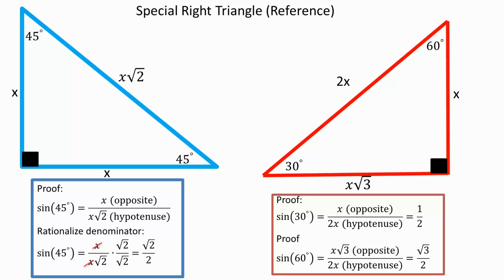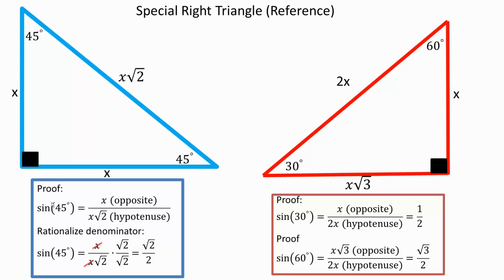In this reference video, we will go over special right triangles and trig functions. There are two you should know: 45-45-90 and 30-60-90. With a 45-45-90, the sides corresponding to the 45-degree angles will be x, and the hypotenuse, the 90-degree angle, will correspond to x times the square root of 2.